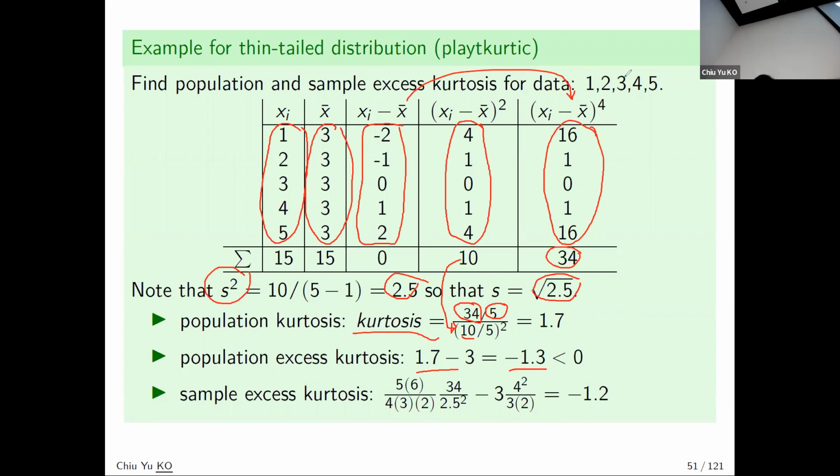Actually, you can see it because the mean is 3 and the SD is like 1 point something. You can see every observation is within 2 SD, nothing beyond 3 SD. Normal would tell you that beyond 3 SD you still have something. So that means the tail is much thinner than normal, so excess kurtosis is less than 0.